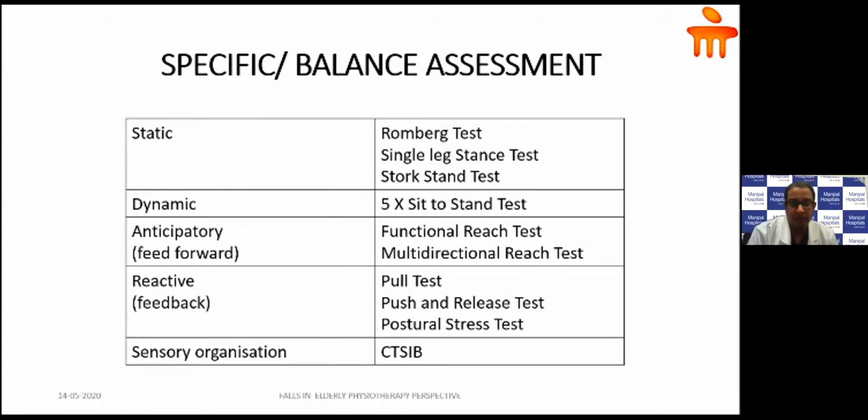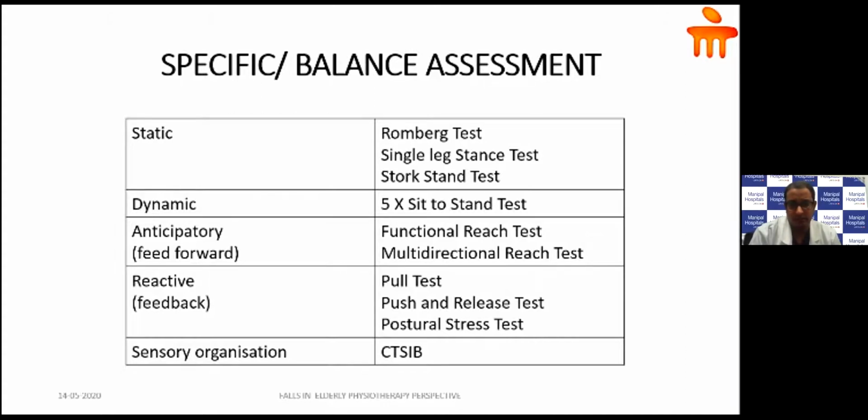And in case of anticipatory and reactive control, anticipatory is when you anticipate the external perturbation and how you react to the situation. In that case, you can use the functional reach test and multi-direction reach test. Functional reach tests are highly reliable, and to conduct the functional reach test, the patient has to stand close to the wall.